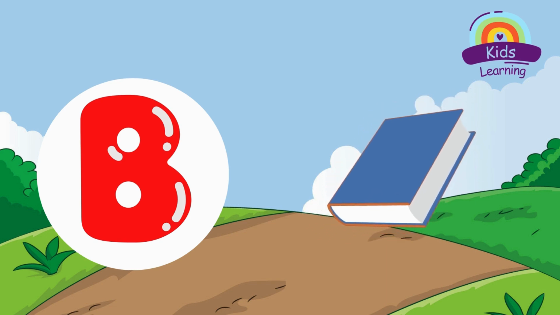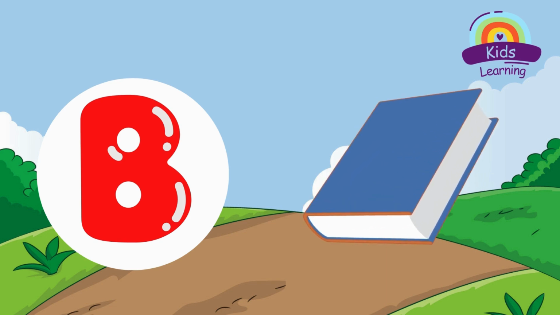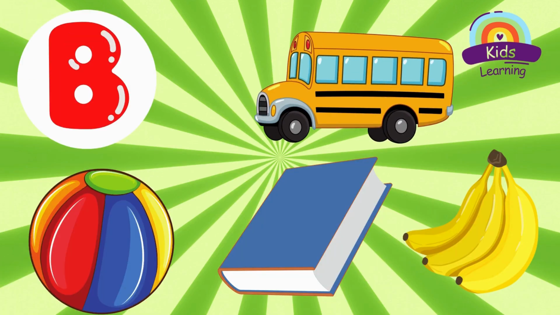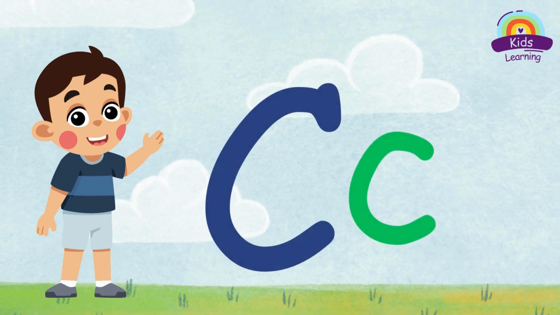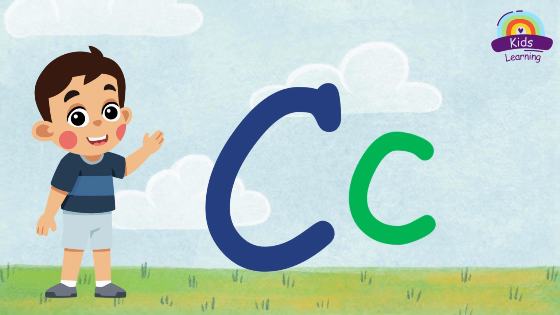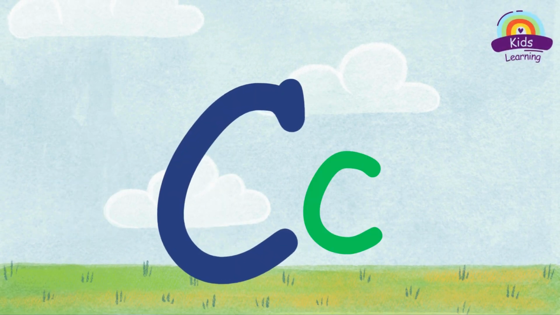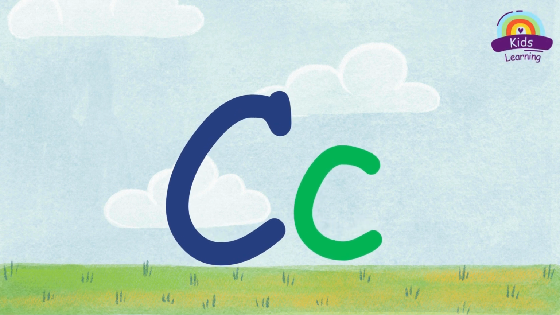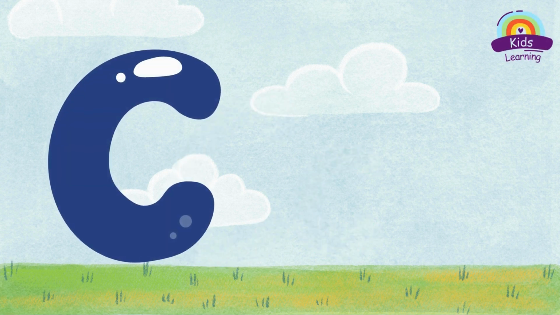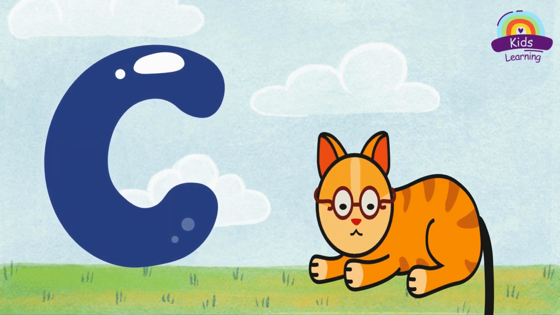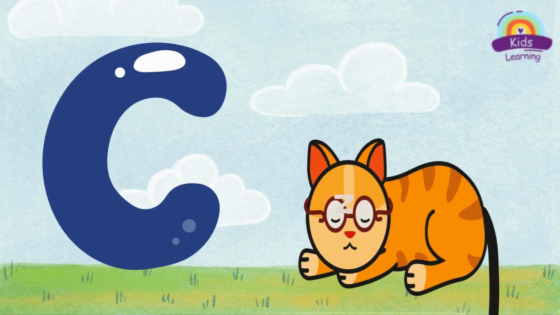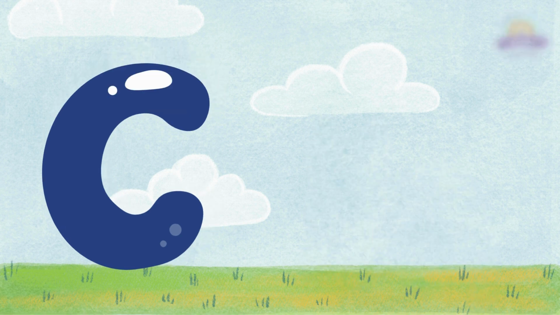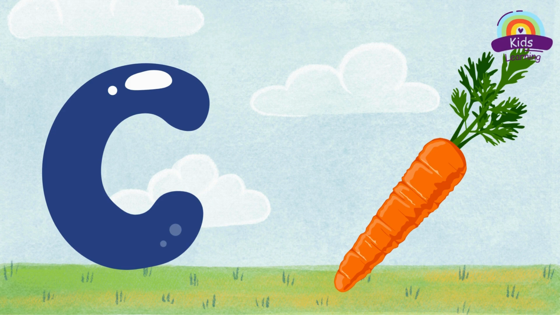B for book. Book. Letter C. C. This is capital C and this is small c. C for cat. Cat. C for carrot. Carrot.